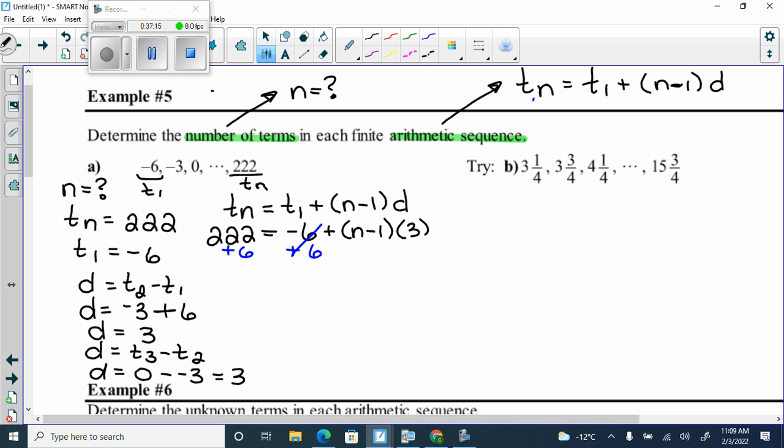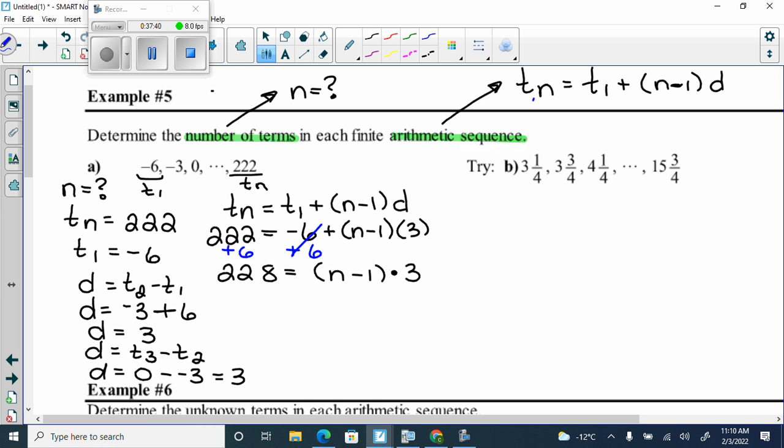When we add 6, we get 228 equals n minus 1 times 3. Do I really need the bracket around 3? No. I could just pull it this. Times is a dot, 3. So I've gotten rid of all the addition subtractions. People are like, there's still a subtraction on the end. But it's in brackets. Remember, the brackets trump the subtraction.